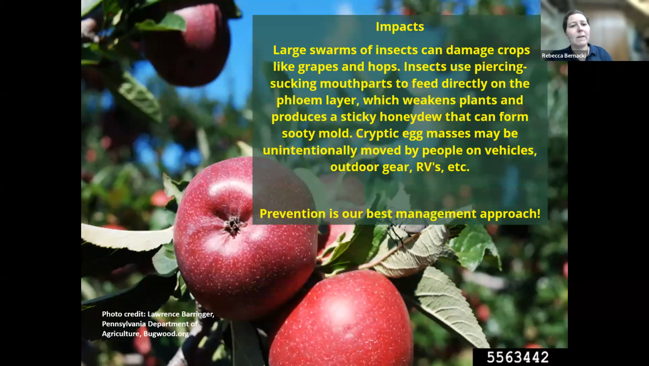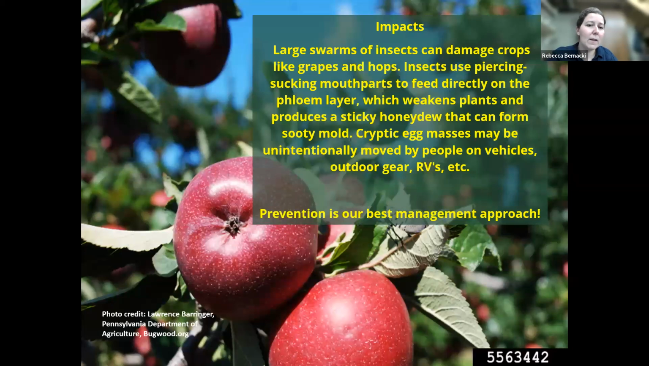So what's the impact of these? Large swarms of insects can damage crops. Like I already mentioned, grapes and hops are two that we like to talk about. The insects will use their piercing, sucking mouth parts to feed directly on the phloem layer of the plant. This weakens the plant, leaving it exposed to other diseases.